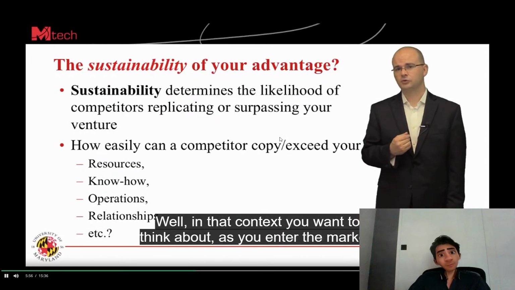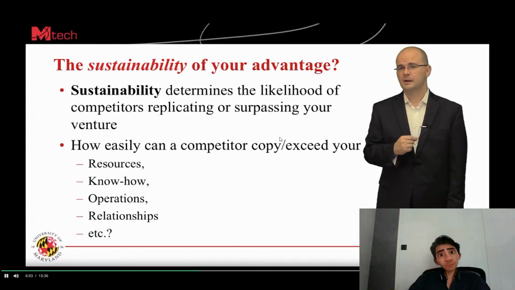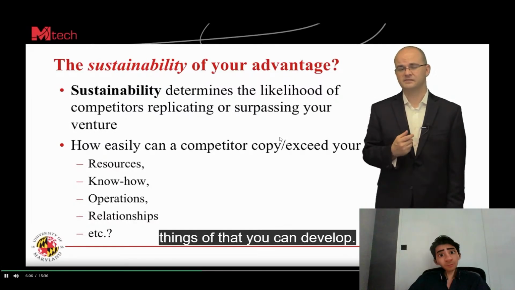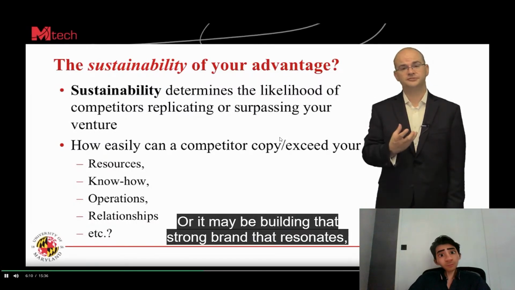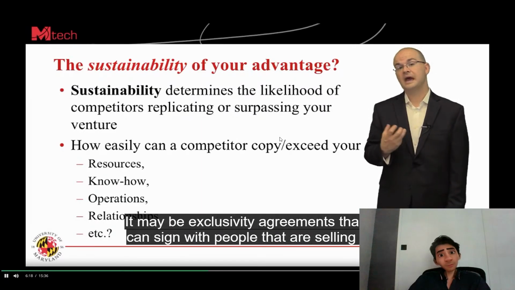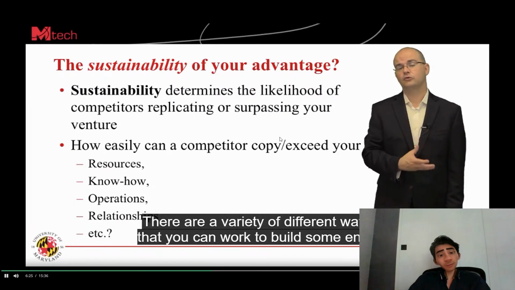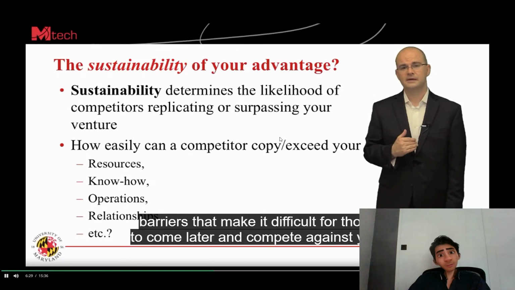Well, in that context, you want to think about, as you enter the market, are there things that you can do to make your product difficult to copy? Now, maybe it's the intellectual property, maybe it's the patents and things like that you can develop, or it may be building that strong brand that resonates, that really takes hold in the marketplace. It may be relationships that you can develop. It may be exclusivity agreements that you can sign with people that are selling your product or supplying you with parts of that product. There are a variety of different ways that you can work to build some entry barriers that make it difficult for those to come later and compete against you.